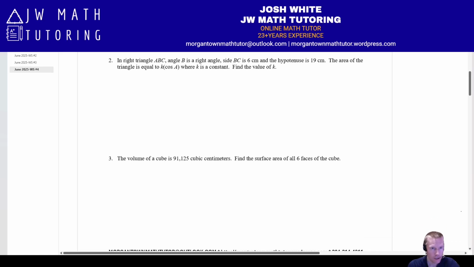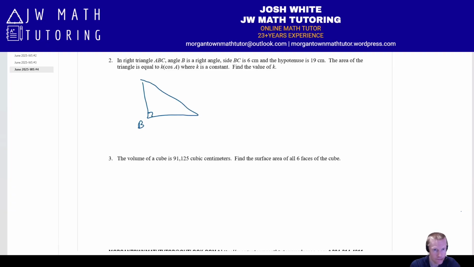So here we have basically a right triangle trigonometry question. You're told that we have this right triangle ABC. B is the right angle. We're also told that side BC is 6, and the hypotenuse, which would be side AC here, across from angle B, is 19. The area of the triangle is equal to k cos A, where k is a constant. What's the value of k?